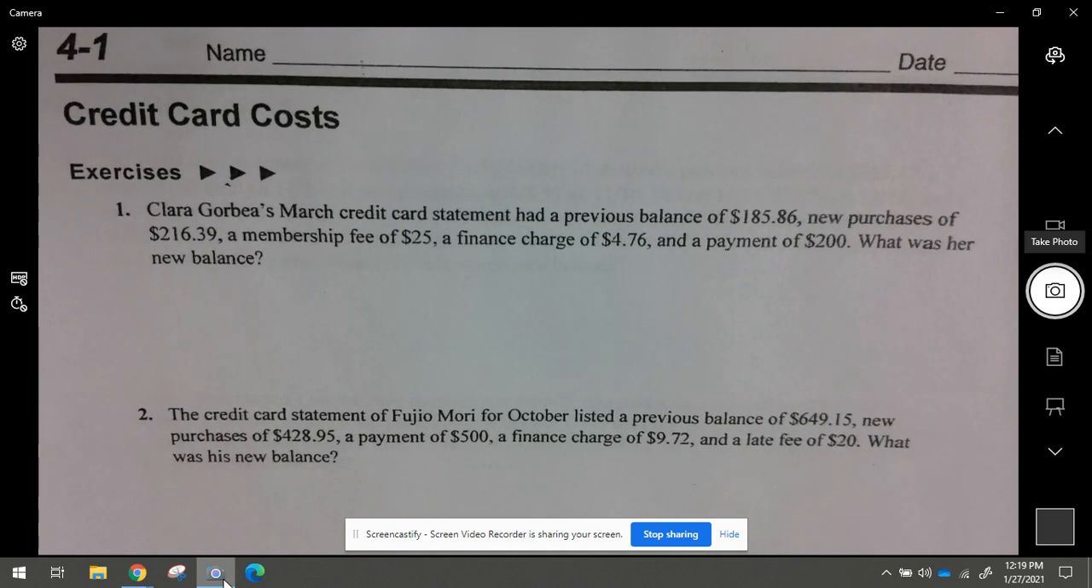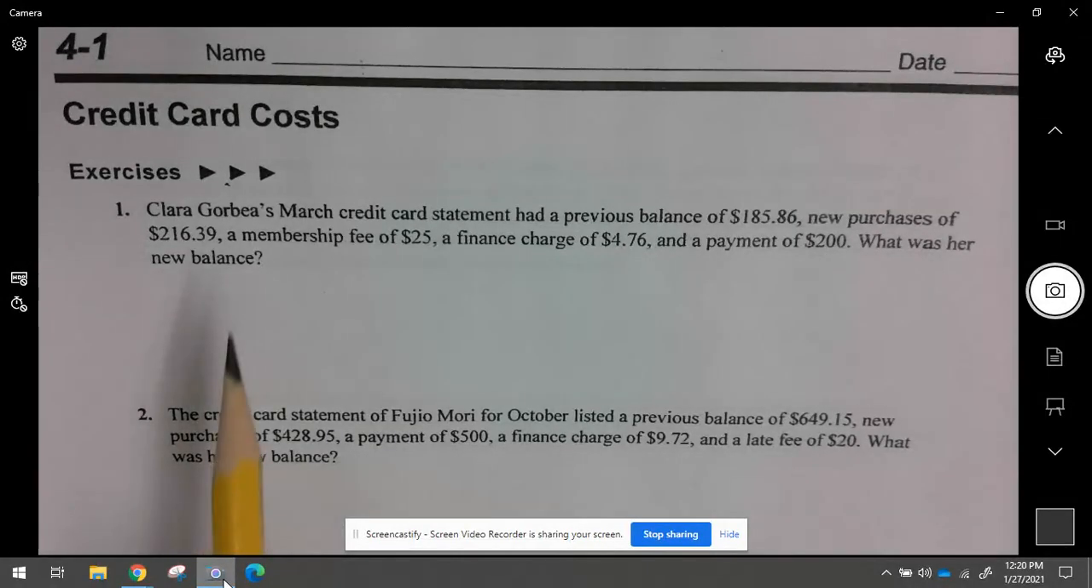Hi, Business Math. We're going to continue on with section 4.1, credit card costs. This is the workbook, page 45. So at this point, you should have answered all 5 questions and use this video to check your work to make sure you're doing it correctly. And if you're not, make sure you're making changes. So let's take a look at number 1.